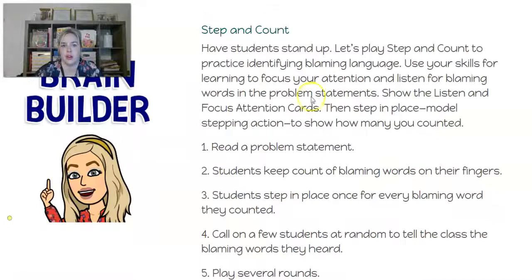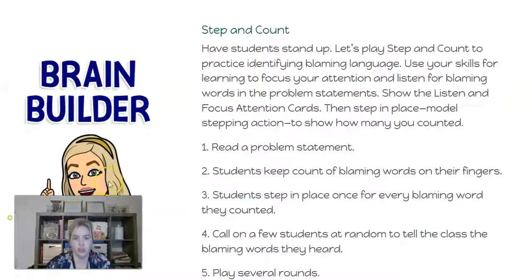We're going to start with our brain builder. It's called Step and Count. If you want to do this, I'm going to give you the directions to do it with your class. If not, just listen. You can stand up and play a game called Step and Count and identify blaming language. You're going to use your skills for learning to focus your attention and listen for blaming words in the problem statements. We don't need to go over the listen and focus cards, but remember our eyes are watching and our ears are listening. We're not going to do the step in place, you're just going to follow the directions.